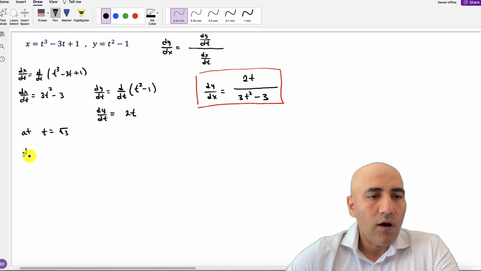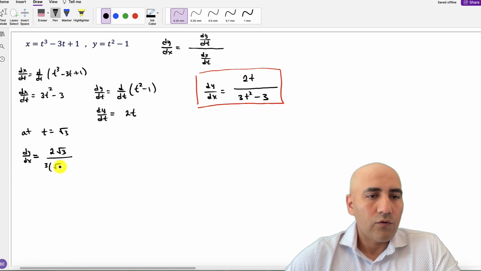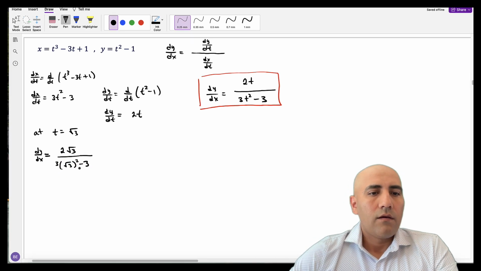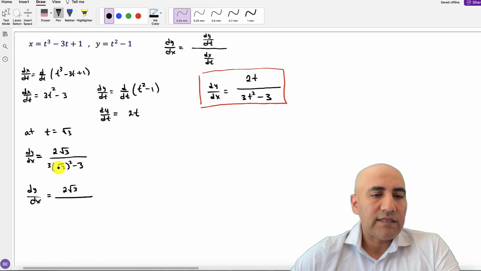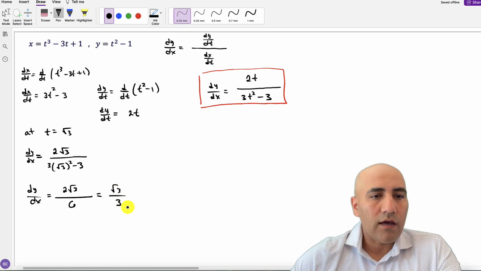But now let's find the derivative at that point. So dy/dx is going to be equal to 2 times root 3 divided by 3 times root 3 squared minus 3. So now this becomes dy/dx is equal to 2 root 3 divided by 3 times 3 makes it 9, minus 3 makes it 6, and then they reduce to give you that dy/dx is equal to root 3 divided by 3.